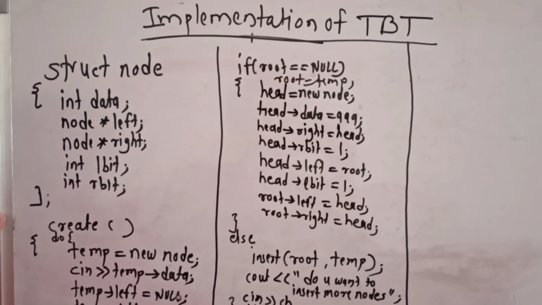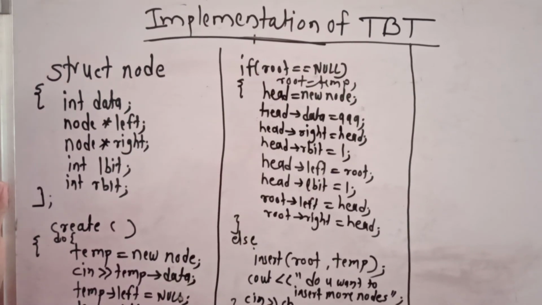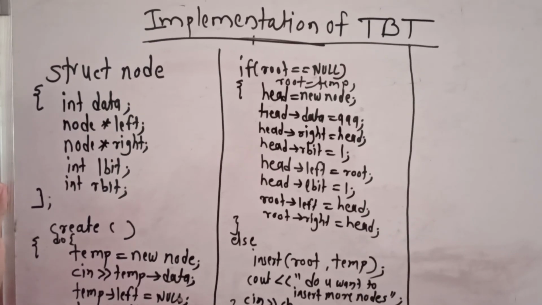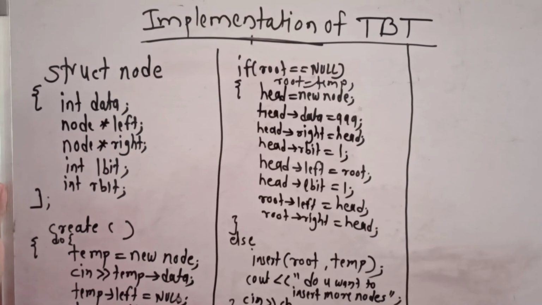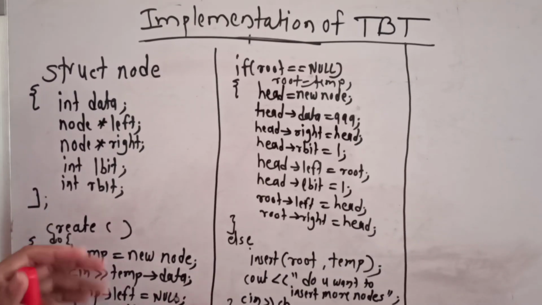Today we are going to see the implementation of the TBT, or the threaded binary tree. In the last lecture we have seen the theoretical concept of the threaded binary tree. Now we will see how to create the threaded binary tree programmatically. So I am going to take the C++ reference.